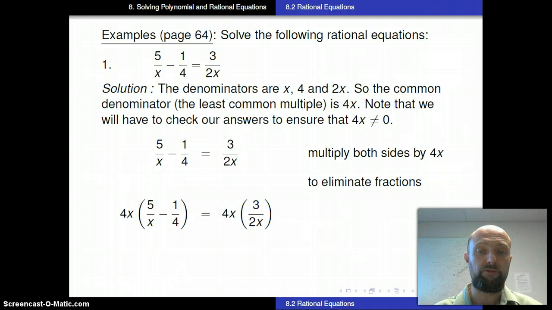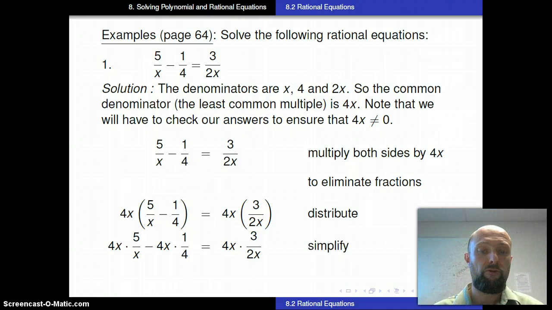Next, we distribute. And finally, we simplify. For the first term, we have 4x times 5 over x. X cancels out, we are left with 4 times 5, which is 20. For the second term, we have 4x times 1 over 4. 4 cancels out, and we are left with x times 1, which is x.